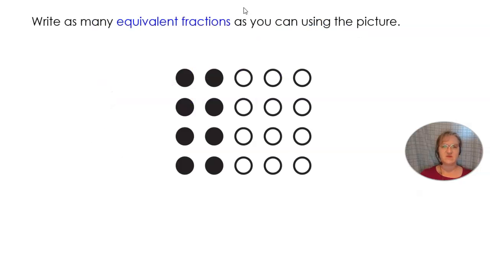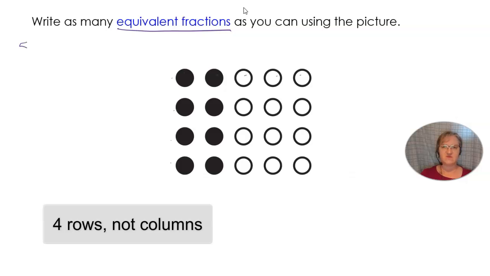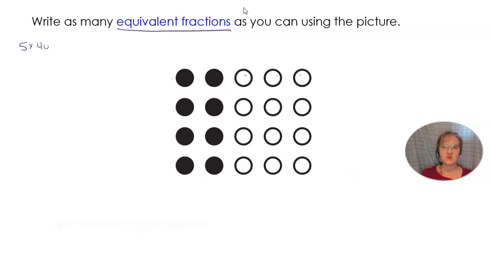Looking at this one here, we've got a picture or a diagram, and they ask us to write as many equivalent fractions as we can using the picture. Well, let's start by counting how many dots we have here. We've got 1, 2, 3, 4, 5 dots in each row. We've got 1, 2, 3, 4 columns. So we know that 5 times 4 is going to equal 20. So in total, we have 20 dots.